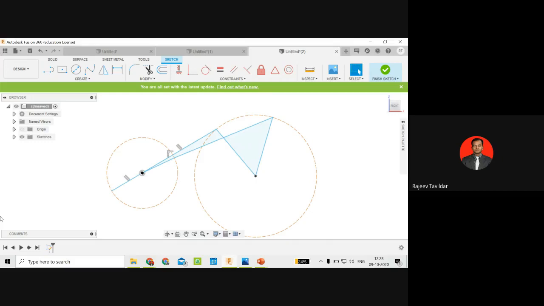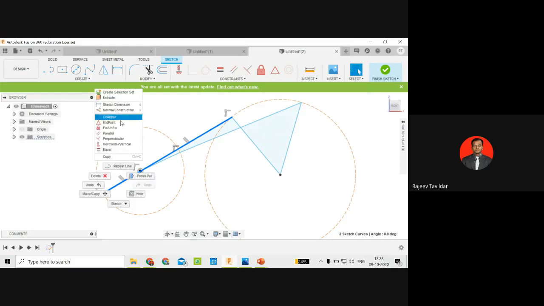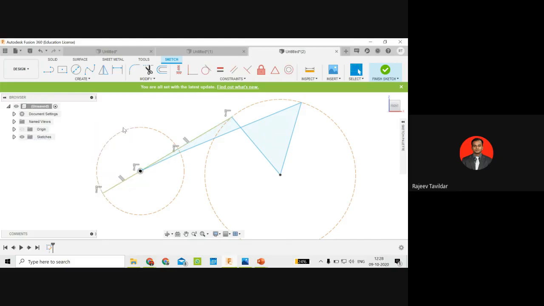Okay, let me know if you are having any doubts up till this step, what I've done here. I'll change the color of this so that it will be more clear for you. So the green line indicates when the rocker is at the B2 position, and this blue line indicates when the rocker is at B1 position. Is it clear till this step?